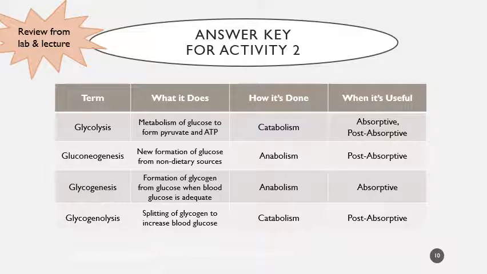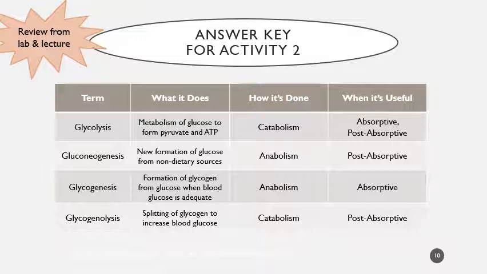Okay, and this is also from the lab, so this is kind of that answer key. I typed it correctly here, glycogenesis, when blood glucose is adequate. Sorry about that. But what I wanted to point out here is that when you're labeling something as catabolism or anabolism, it's very challenging to just say catabolism is always happening in a post-absorptive state, anabolism is always happening in an absorptive state, because there is some overlap.